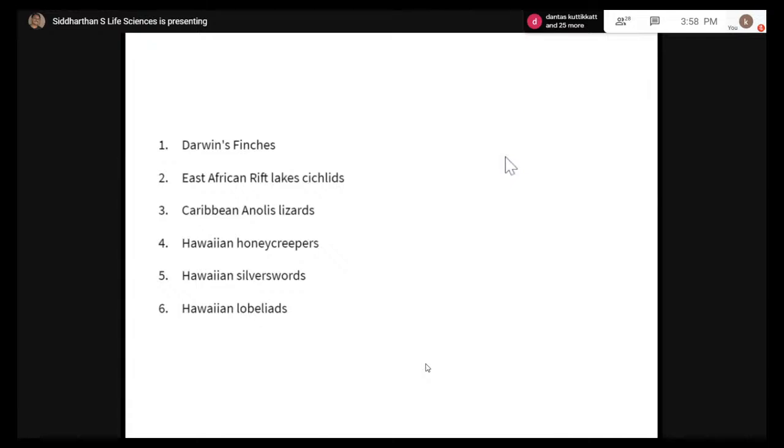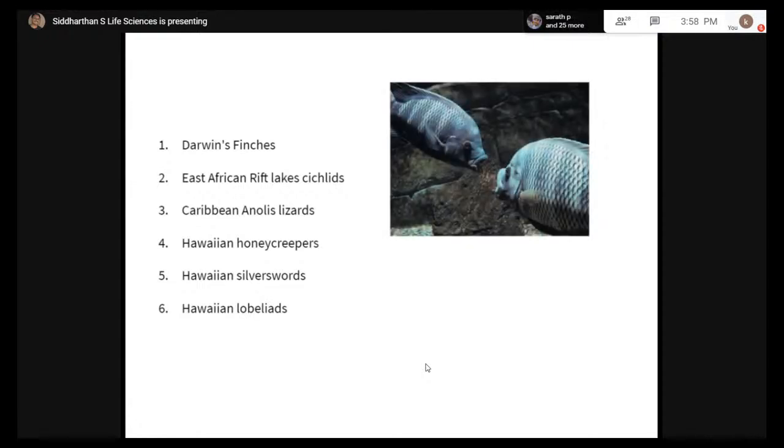Apart from Darwin's finches, there are several classical examples of adaptive radiation. One of them is the African Rift Valley cichlids. These African freshwater lakes are very, very large. For example, in Lake Malawi itself, you find about 500 plus species. These species evolved due to their feeding habits. Some feed on algae on the rocks, some feed on other fishes, some feed on snails. Because they partitioned the food source, they were able to evolve.